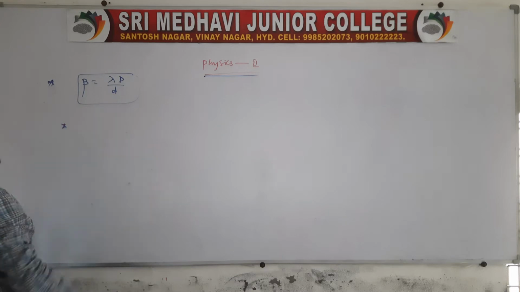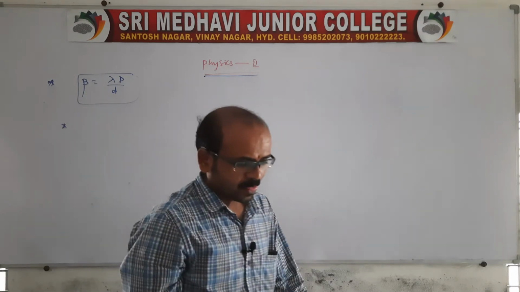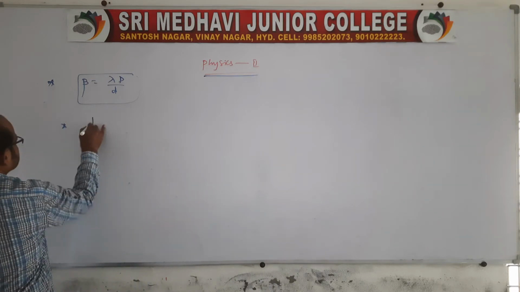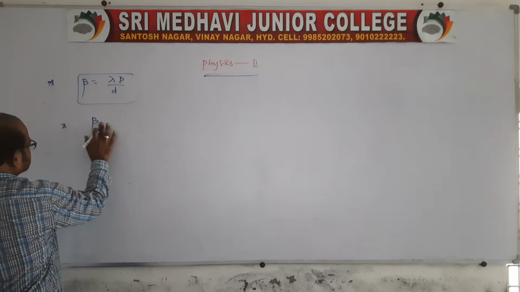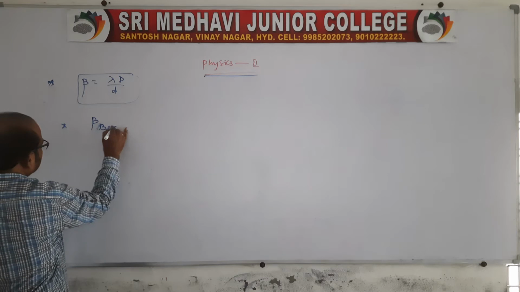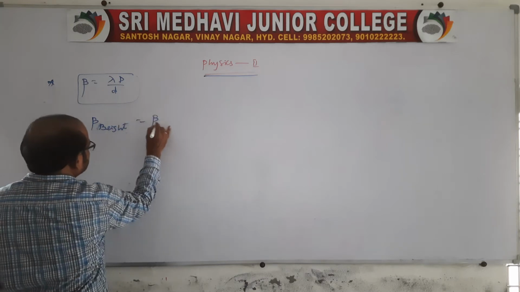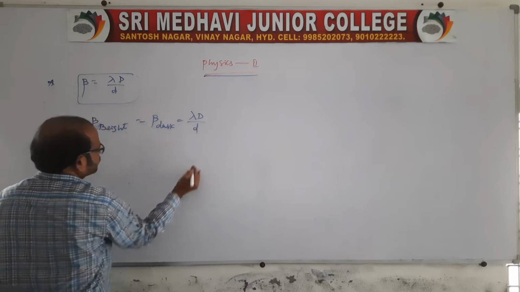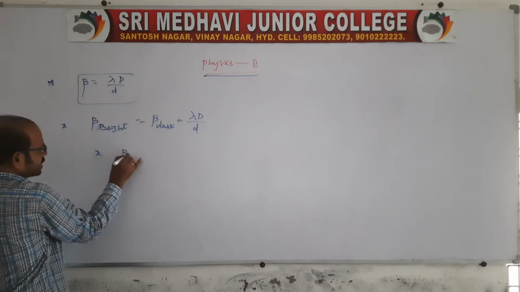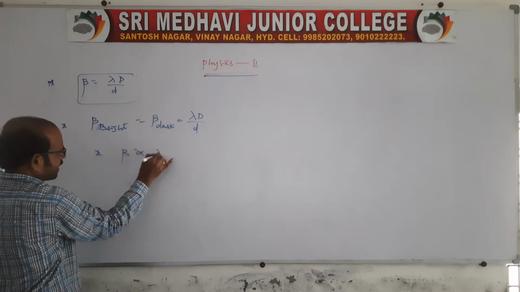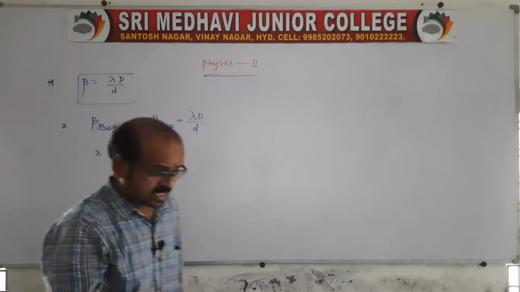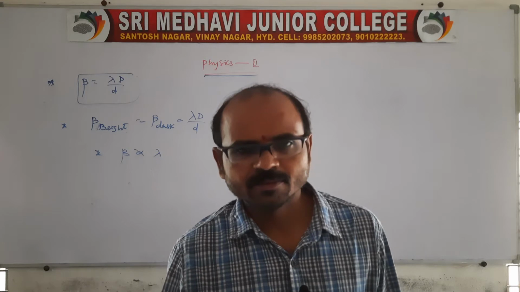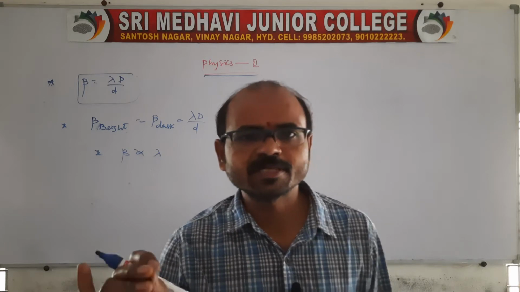And coming to the point, I want to explain to you there are some relations related to this. Either it is a bright or we can take a dark fringe, any one, which is represented by the same formula. So here beta is directly proportional to lambda. It depends on the wavelength of the light. The fringe width also depends on the wavelength of the light.